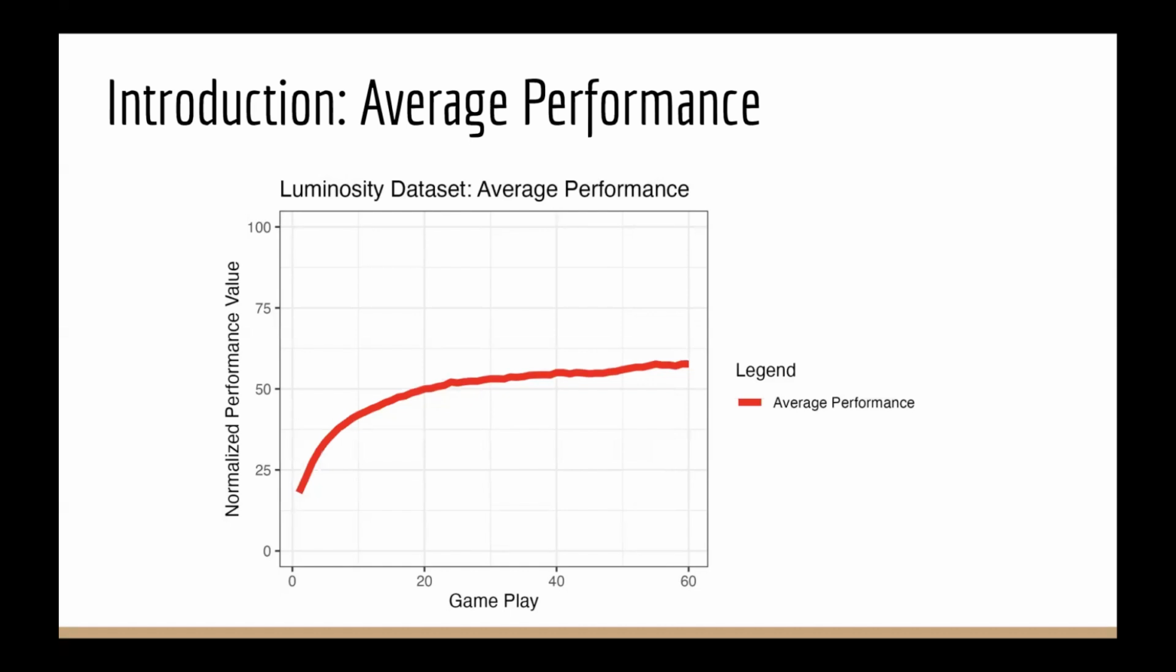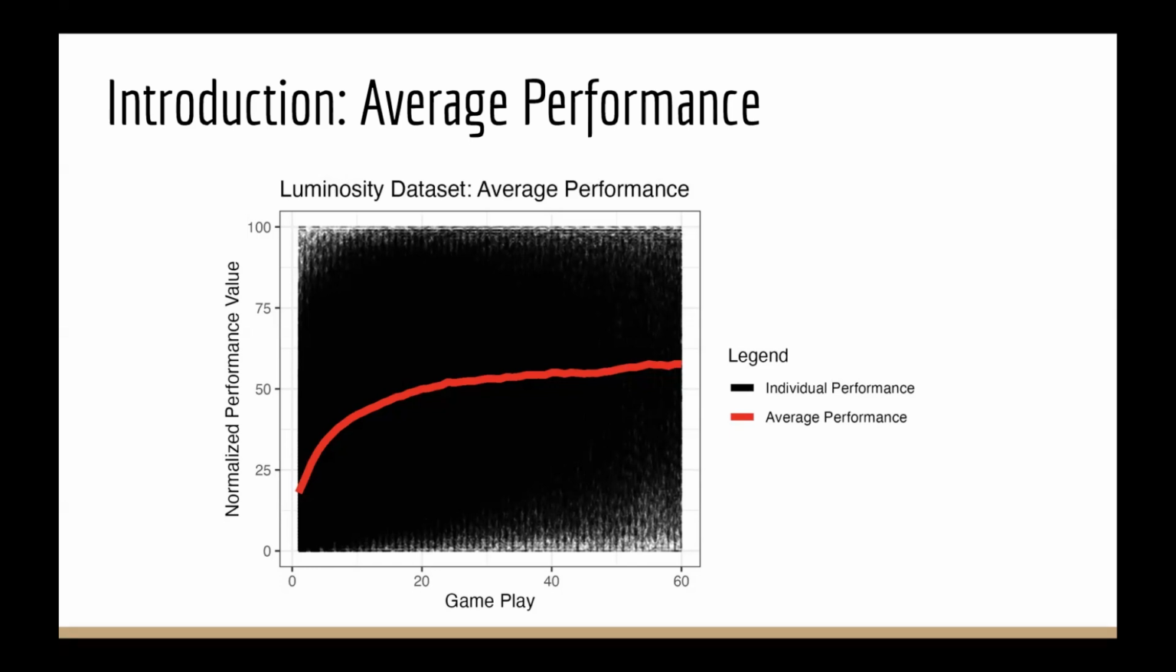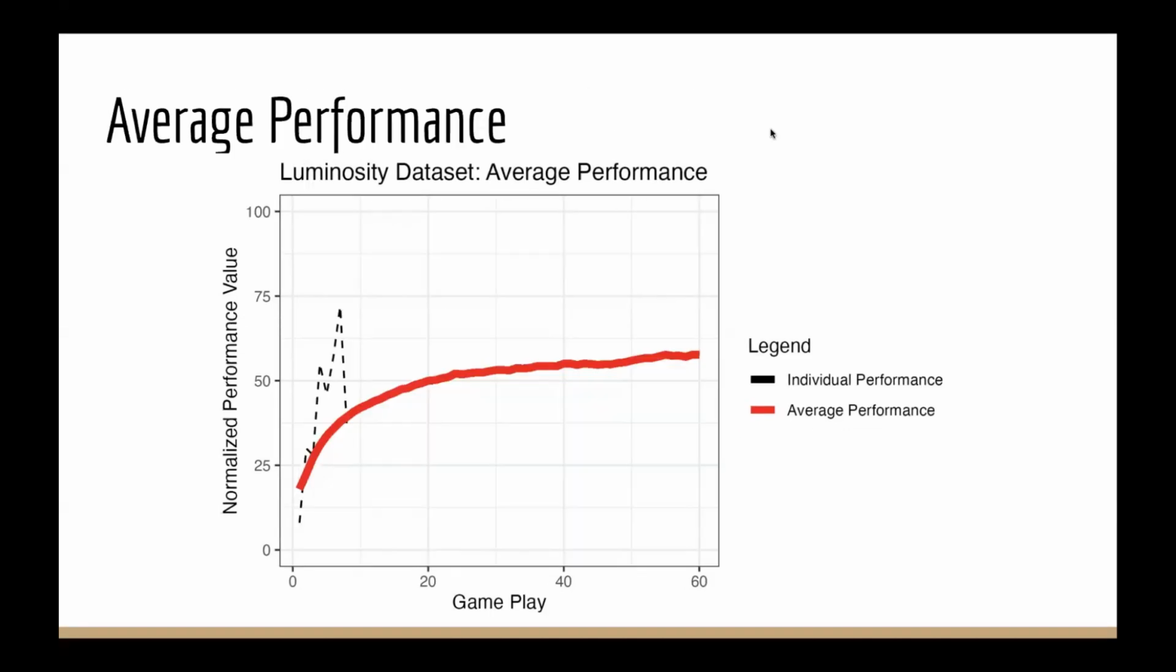Often, theories of learning will posit a smooth performance curve, such as the one shown in this slide in red, showing average performance of individuals playing games on Luminosity. However, if we plot individual participant performance as a function of time, seen here in black, it can be seen that there's a great deal of variability in performance. Looking at the performance of individuals playing a single game compared to the average performance profile, it is seen that individuals have sudden shifts in their performance where it either improves or degrades quickly over time.